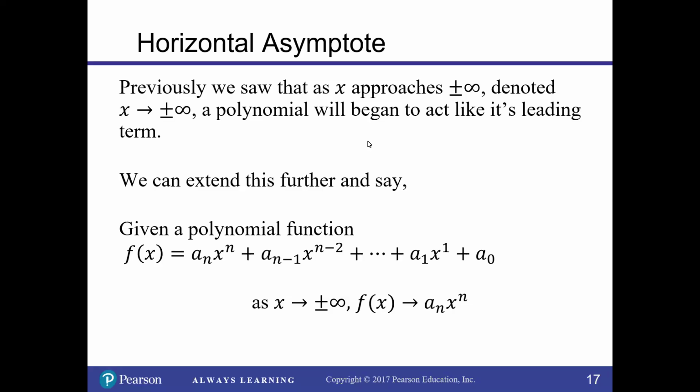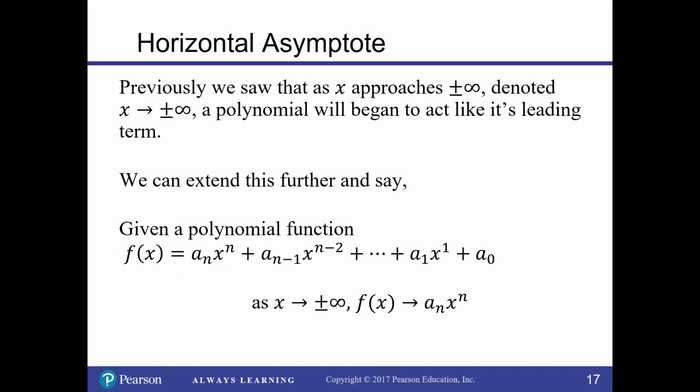All right, so our horizontal asymptotes. We previously saw that as x approaches negative infinity, denoted as x arrow plus or minus infinity, a polynomial will begin to act like its leading term. So we can extend this further and say that given a polynomial function, as x goes to positive or negative infinity, it just keeps on growing, and this function should start acting like its leading term. We're going to use this to help us figure out where horizontal asymptotes would exist.